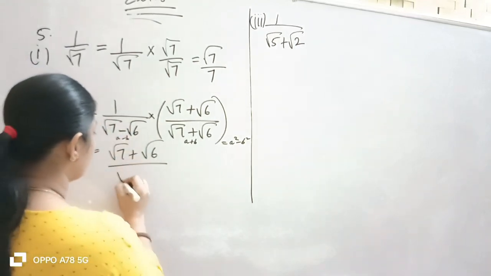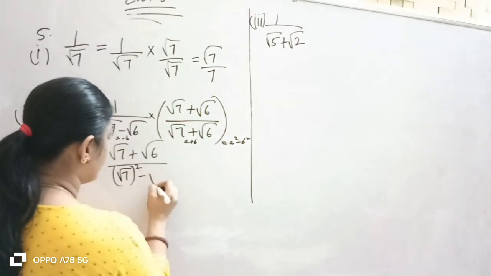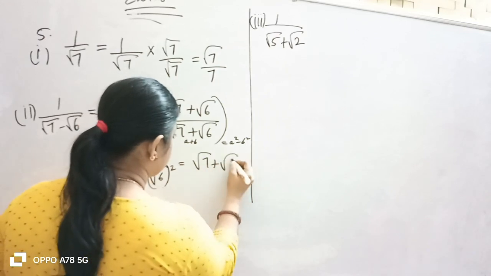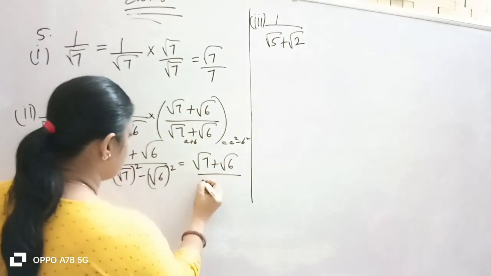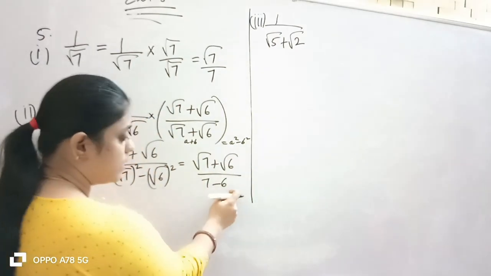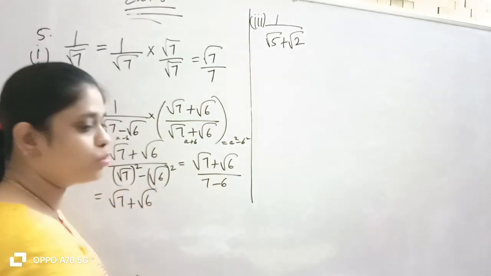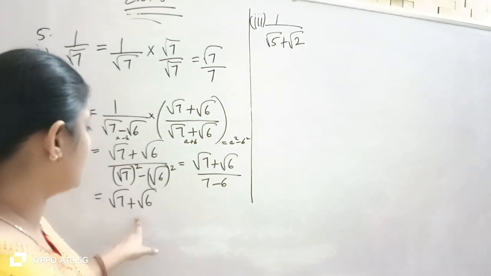So here a is root 7, is it correct? Root 7 square minus root 6 square. So root 7 plus root 6 by 7 minus 6. It is 1, you need not write the 1 in the denominator. Other than 1, you just write all the numbers.